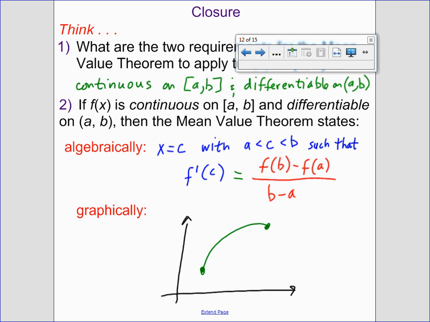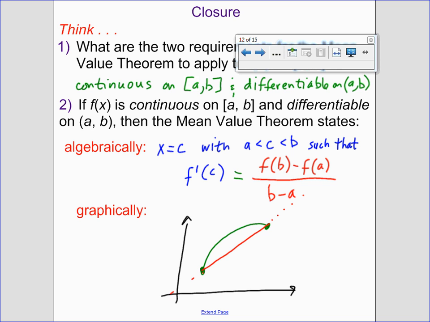What's this talking about? Kobe? The slope of the secant line. Absolutely, and so the slope of the secant line would be that red part of the equation. There's my slope of the secant line. And what does f prime of c represent graphically? Brandon? The tangent line at a point that's parallel to the secant line?